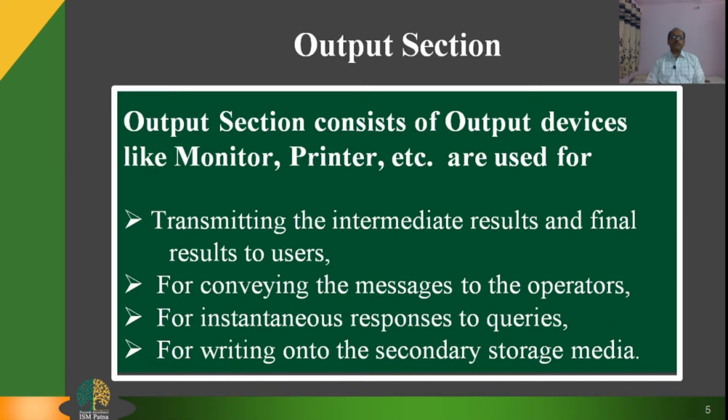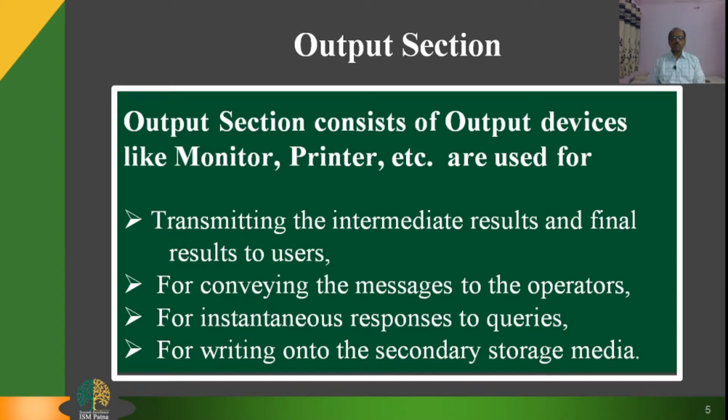So, this is about the output section. The output section consists of output devices like monitor, printer, etc., and is used for transmitting the intermediate results and final results of the processed data, for conveying messages to the users or operators, for instantaneous responses to queries which we make, for writing onto the secondary storage media as per our instruction. So, these are the functions of the output section.